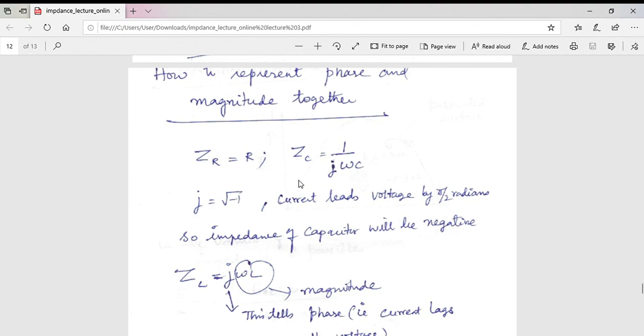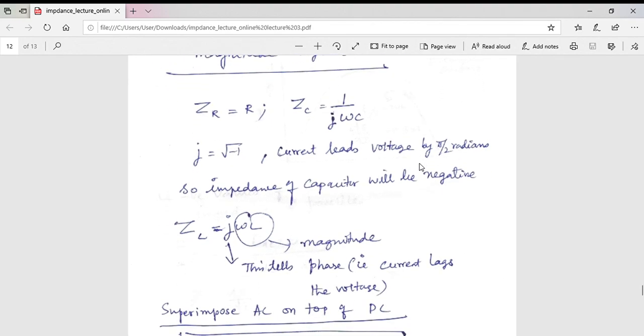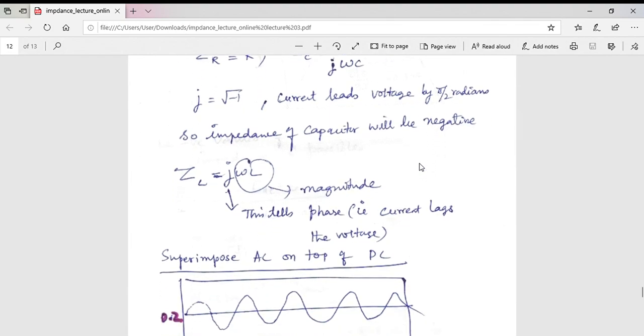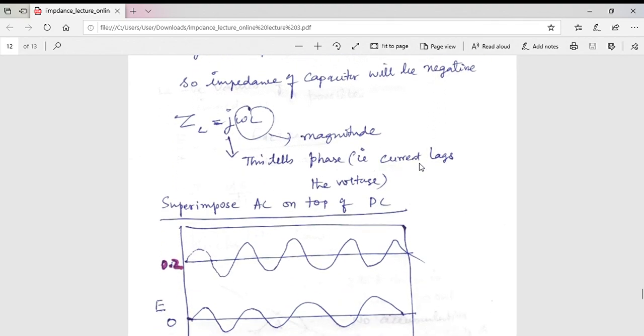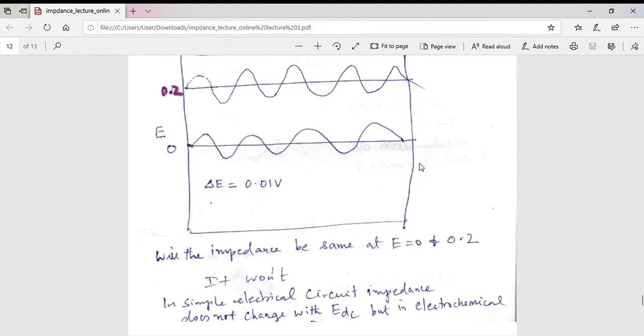When you adopt a complex notation, since the phase information also has to be adopted, the impedance of a capacitor will be 1 by j omega C. j is equal to root minus 1, so multiply by j both in the numerator and denominator. What you would get is Zc as minus j divided by omega C. That means the impedance of a capacitance is negative, whereas the impedance of your inductance will be positive. You can work it out and check.